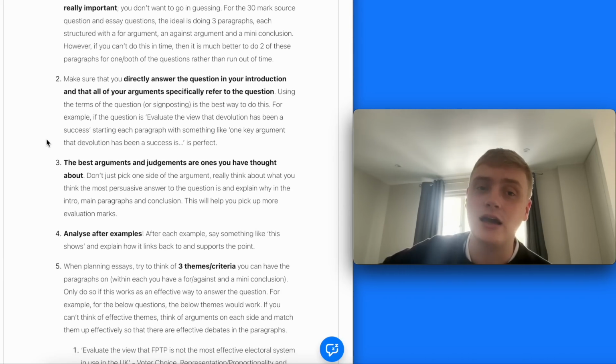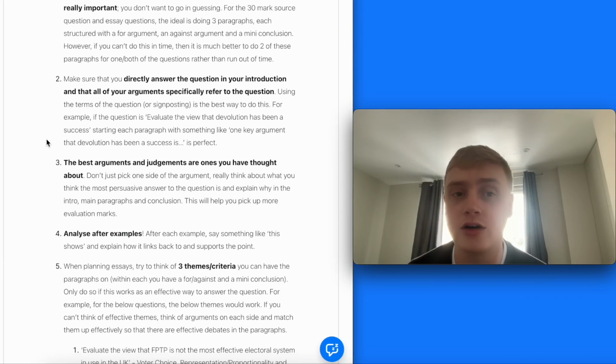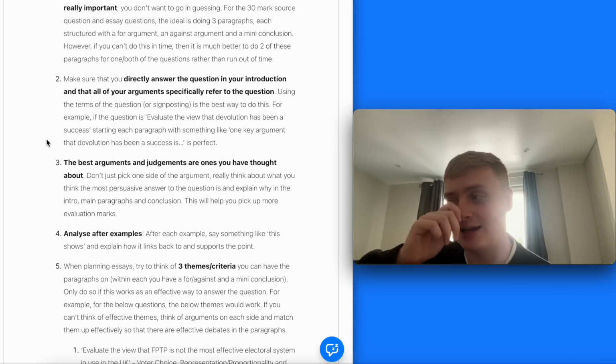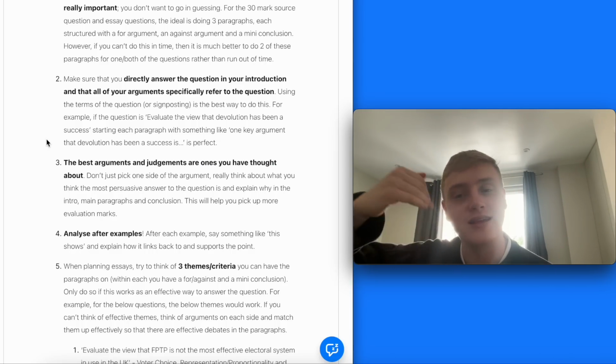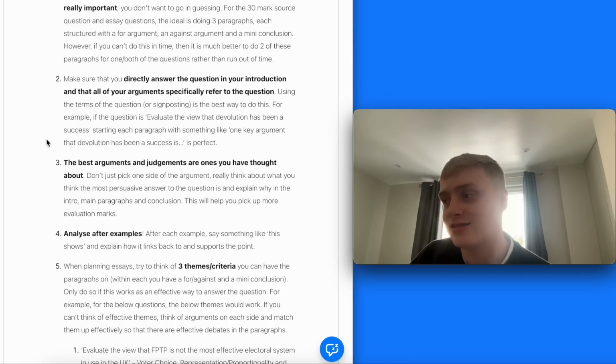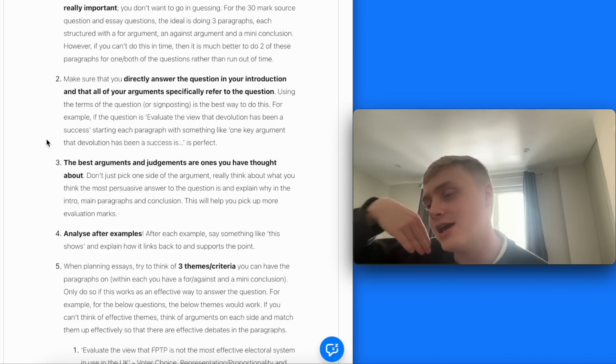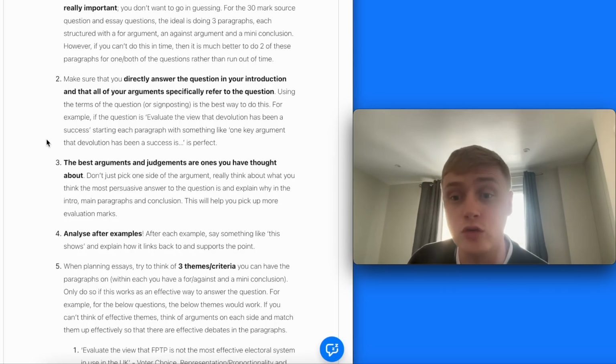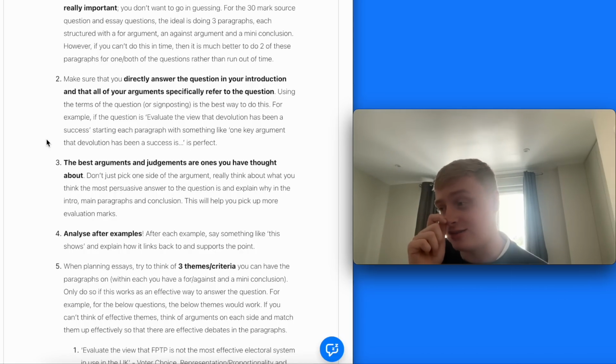Make sure you directly answer the question in the introduction and that all your arguments specifically refer to the question. So the most important part of an introduction for me: you want to introduce your paragraphs and make it clear to the examiner you know the topic and this is how my essay is going to look. That can be either through introducing the arguments on one side and the other, or by saying something like, this essay will analyse whether devolution has been a success by looking at its impact on democracy, its impact on the unity of the UK, and its impact on governance. So that's setting out your 3 themes in your 3 paragraphs. I think that works really well.